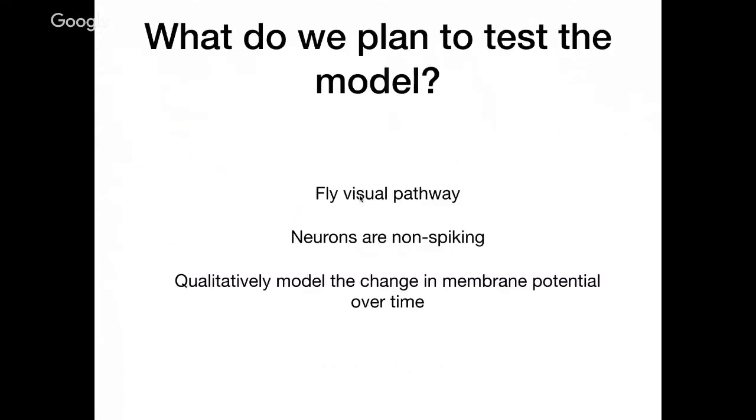So to start out, I'll give you a little background of what we modeled. The area of the fly that we worked on was the fly visual pathway, where the neurons in this specific pathway are non-spiking. This is a fairly important assumption because it makes the modeling much simpler compared to spiking neurons. And the premise is that we're not trying to get an exact replica, so we're not trying to match the voltages and changes in voltage over time with the data that we would see in an experiment.